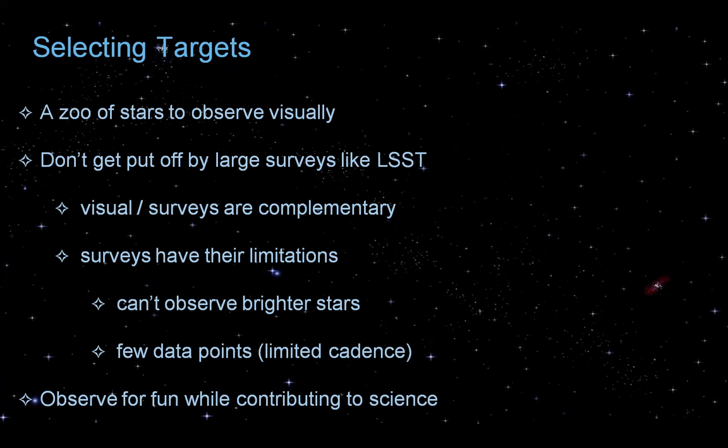And by the way, these surveys have their limitations. Their CCD cameras on the telescopes will saturate, meaning they can't observe brighter stars. 16th magnitude stars is their upper limit. They can't look at anything any brighter than 16th magnitude. And these surveys can't observe any particular star with sufficient frequency. Recall I was telling you about how variable stars can vary on the order of minutes or hours. Well, this is every 3 nights. And that's where the visual astronomers come to the rescue.